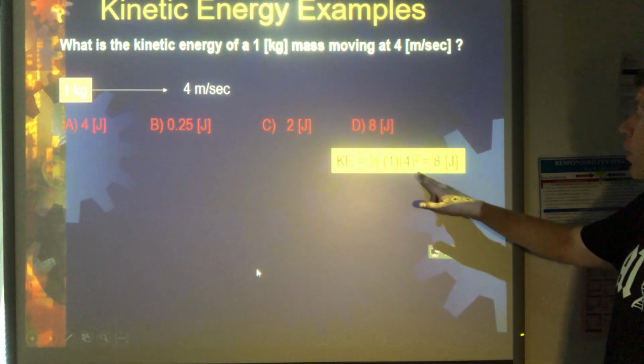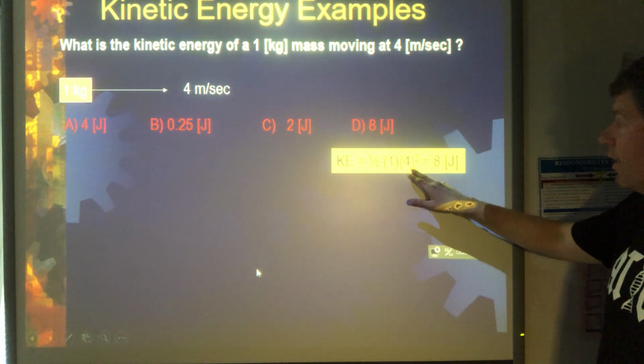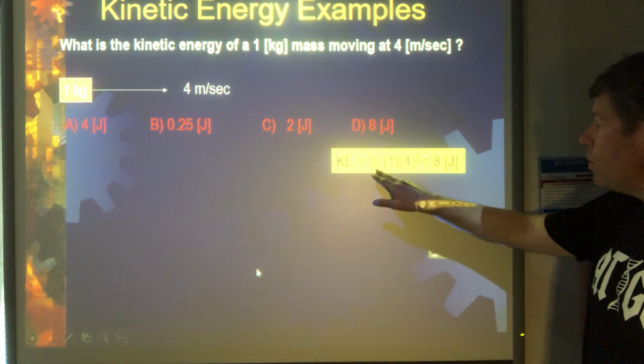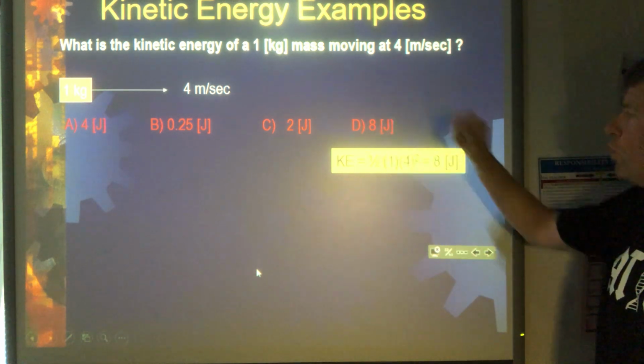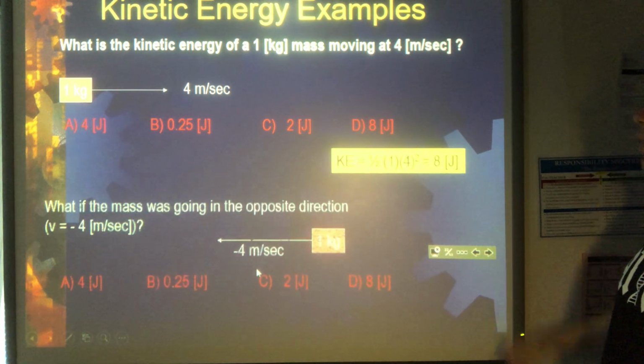So guys, 4 squared is 16, times 1 is 16, divided by 2 is 8. So we get 8 joules. So if you chose 8 joules, that would be the correct amount of energy.